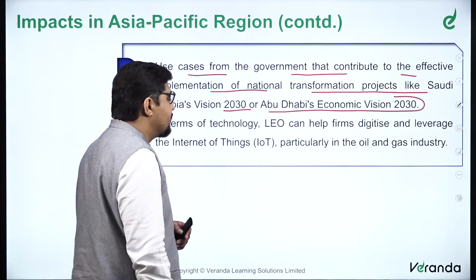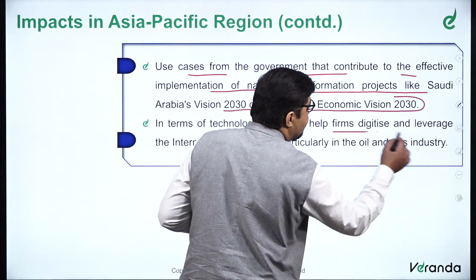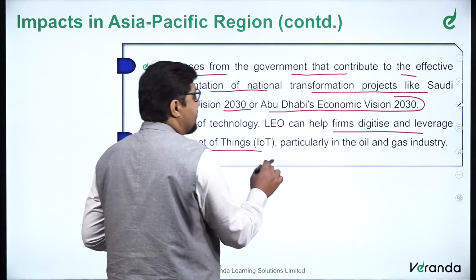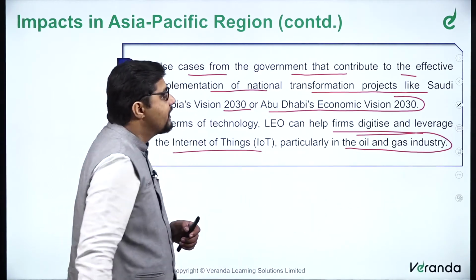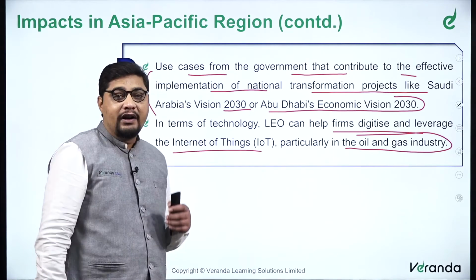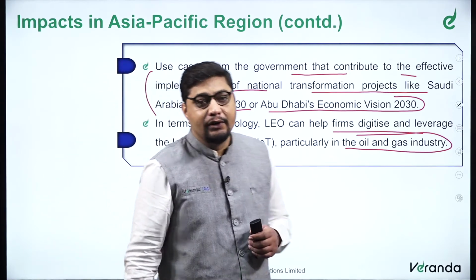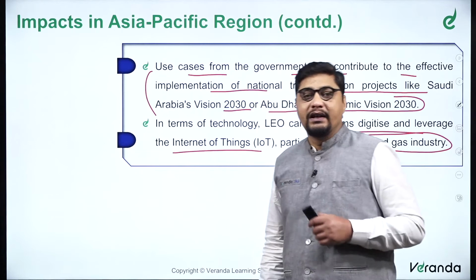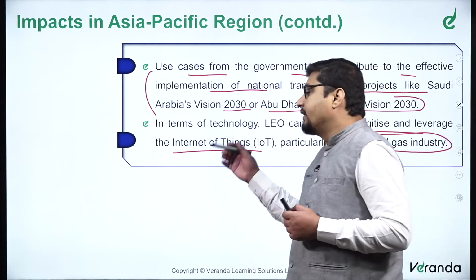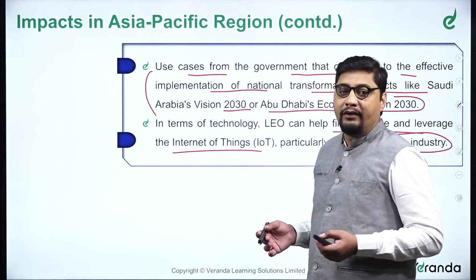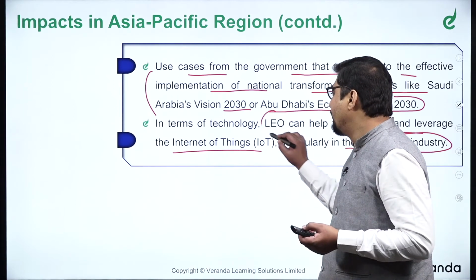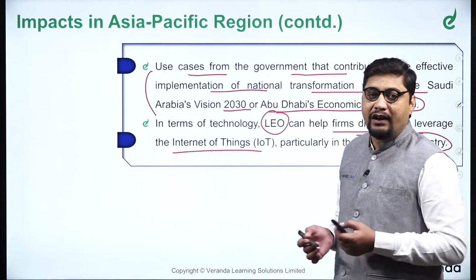In terms of technology, low Earth orbit can help firms digitize and leverage the Internet of Things, particularly in the oil and gas industry. Specifically, that's why countries like Saudi Arabia or the United Arab Emirates are more interested in these technologies, because creating a physical infrastructure on the ground is altogether different from getting the internet from low Earth orbit. And this technology is more reliable than the infrastructure which is there on the ground.